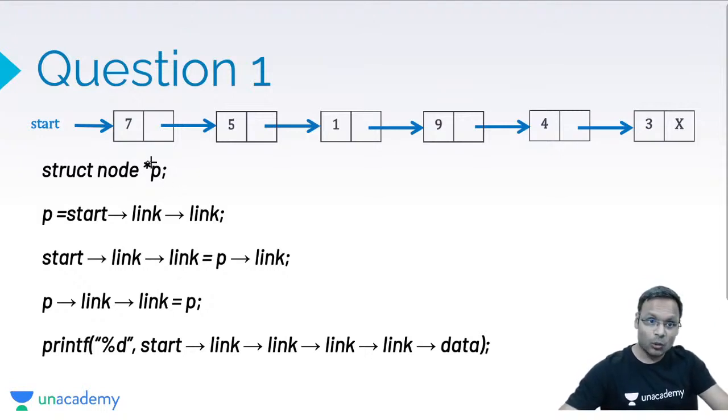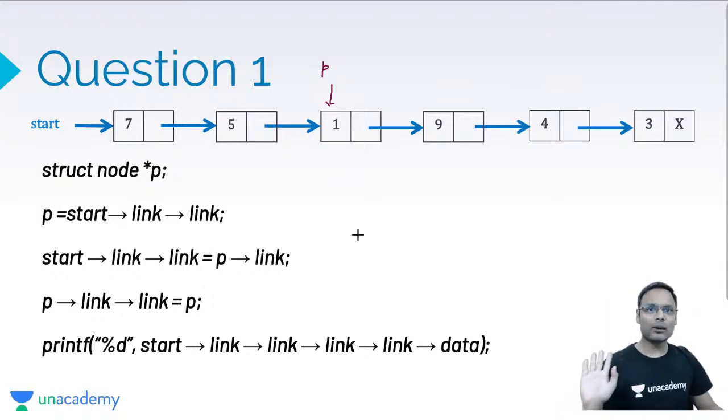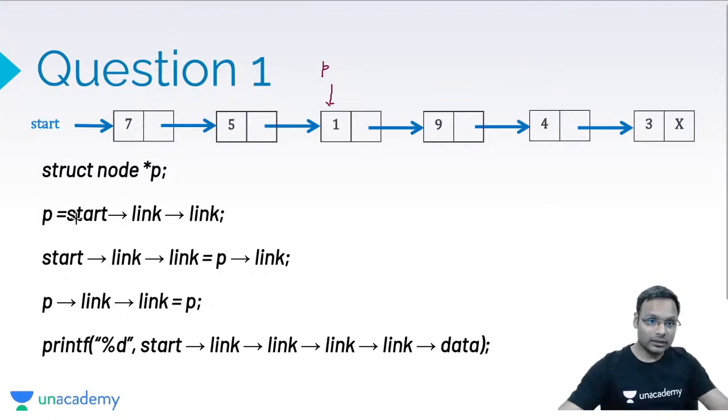Okay. Struct node star p. So we have created a pointer p of type node. Means that pointer p will be able to store the address of some node. Fine. P is equal to start link link. Start link and link means p pointer points to my third node. I guess इतना तो clear होगा. I guess this much is clear to everybody. Now, if this is done, let's go for the next one. This one. P arrow link.